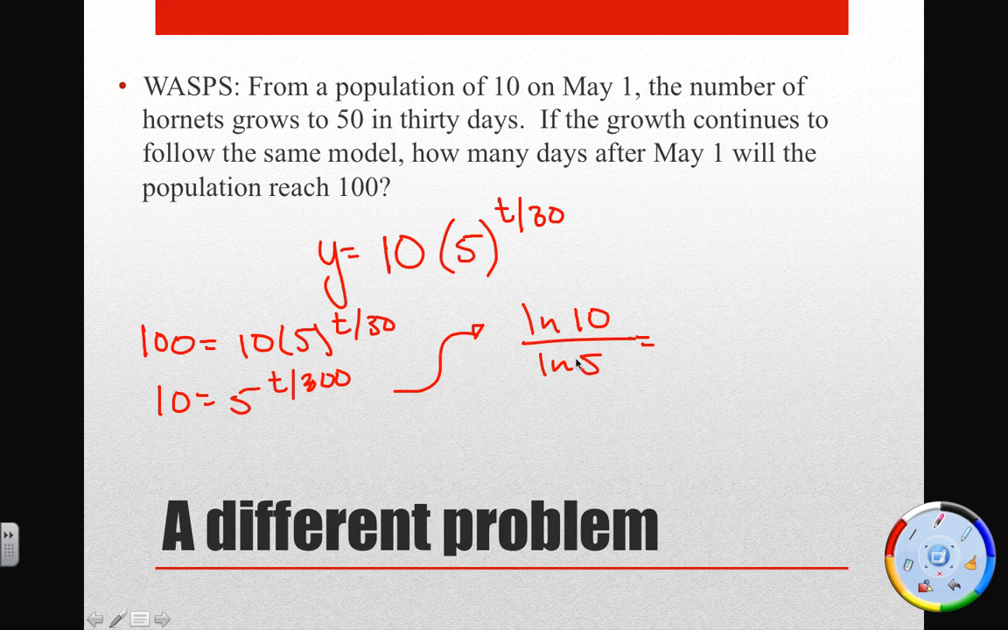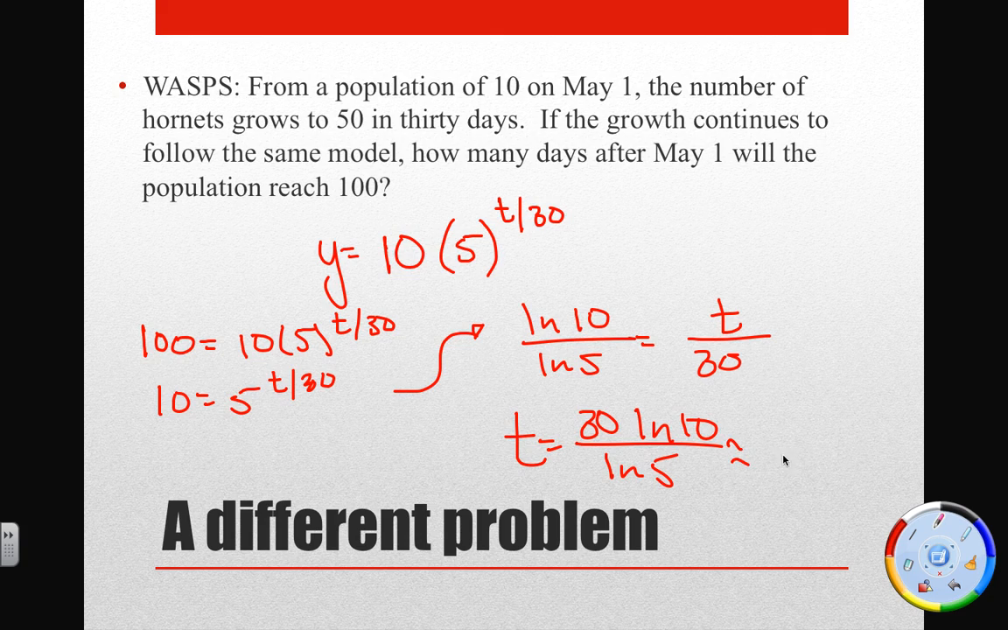and again, there's another reason for this, but I'm not really going to worry too much about that. t over 30. Time is equal to 30, not 300. I don't know where the 300 came from. 30 ln of 10 over ln of 5. Do that really quick. Make sure you use your parentheses in every location that's necessary.